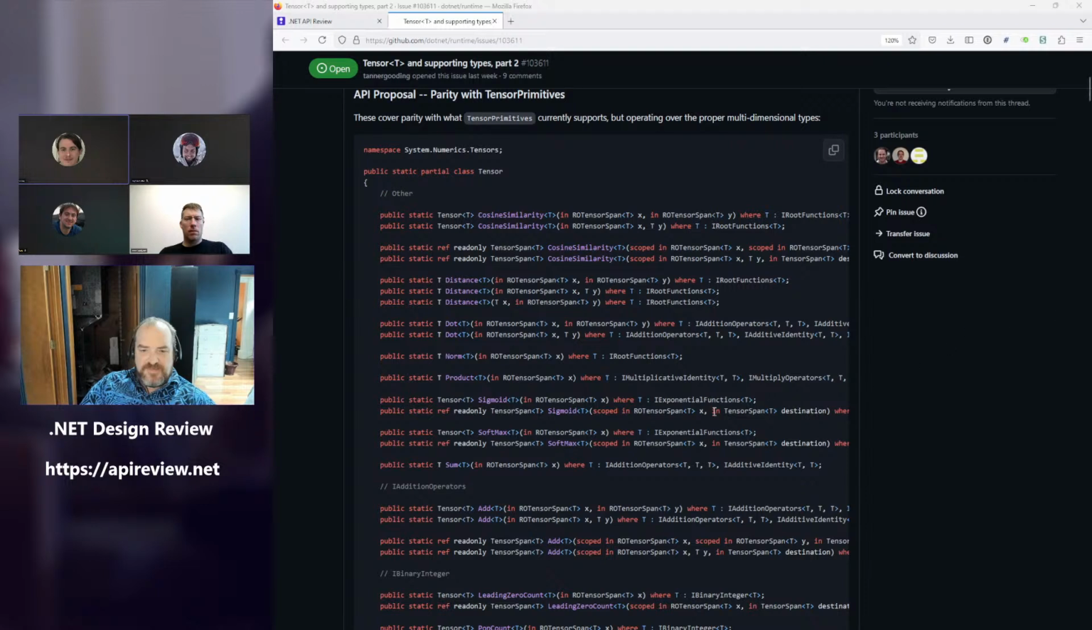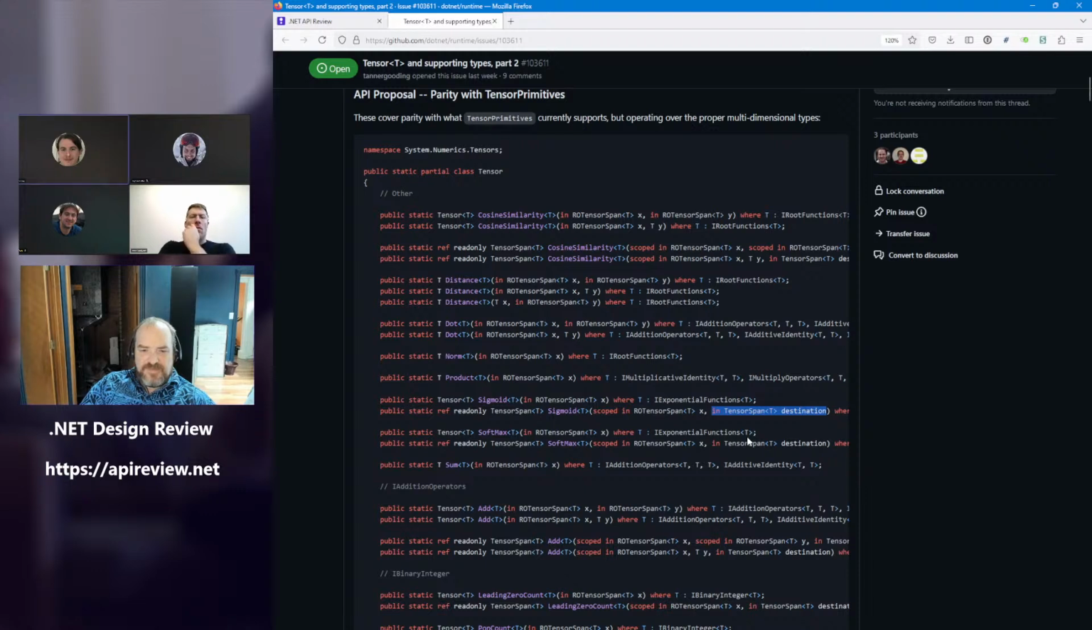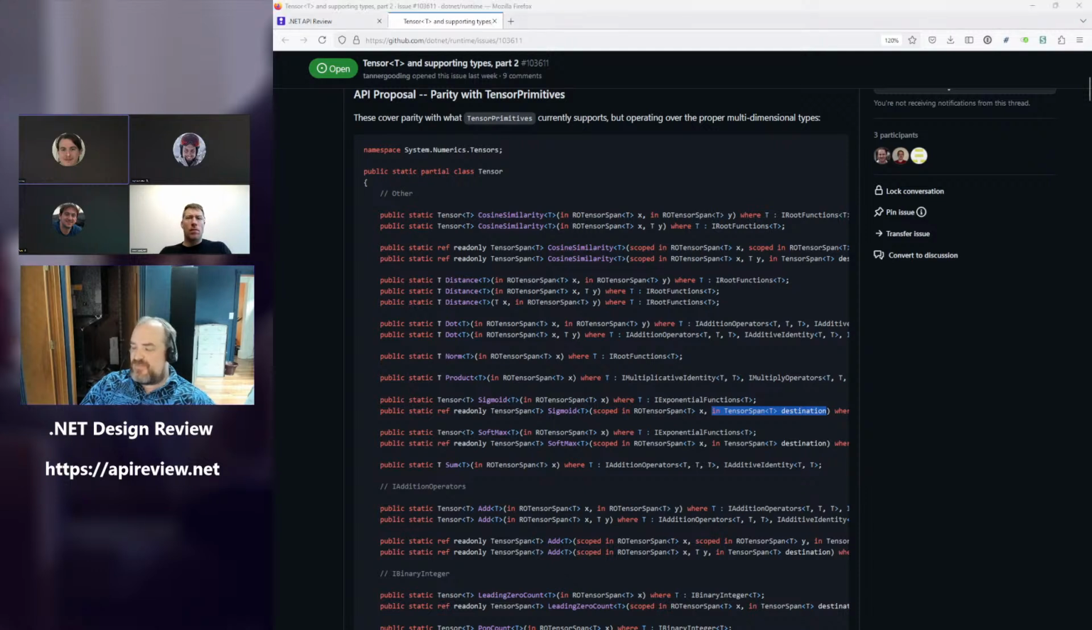And so this entire next block is basically just a mirror of that surface area where inputs that are not mutated come in the form of read-only tensor span. We have the overload parity for where you have, for example, the cosine similarity. There's two overloads there, one that takes in two tensor spans and one that takes in a tensor span and a scalar so that users can have that implicit broadcast support, the same as we have in tensor primitives.